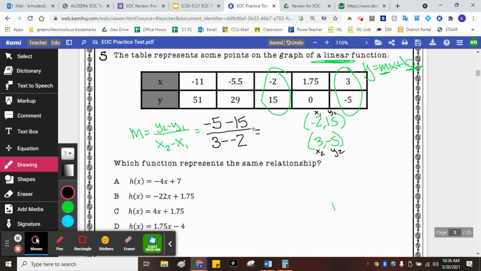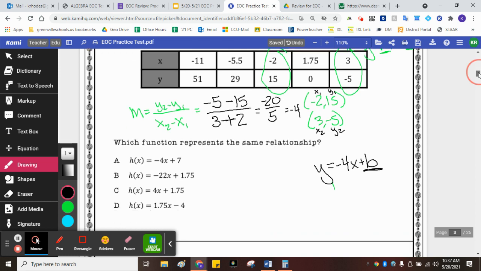Make sure your point lines up. If you put the 15 on top, then the -2 needs to be right directly below it. 2 negatives make a positive, and then you put in a calculator. I get -20 over 5, which is -4. So my slope's -4. We don't know my y-intercept, but if you look at your answers, which equation is it?